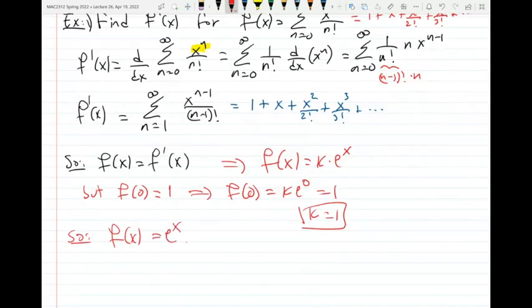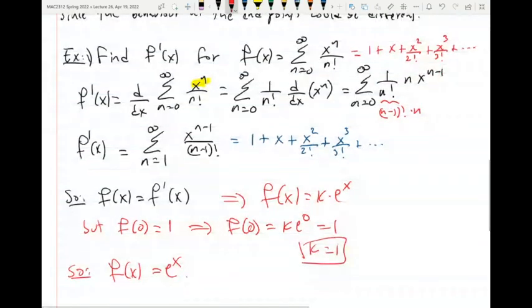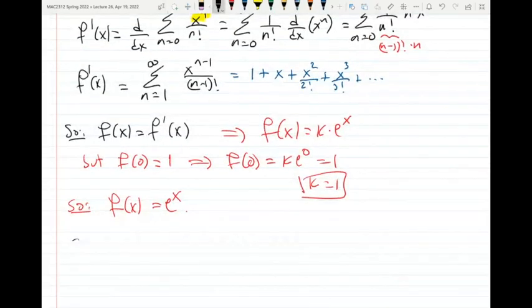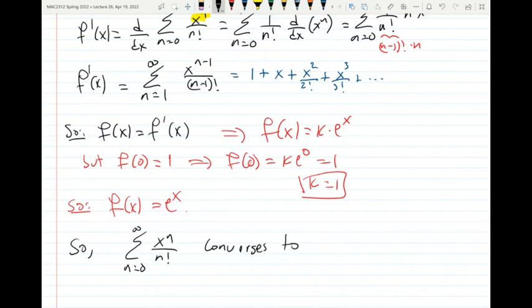So f of x is e to the x. In other words, you have here the power series expansion of e to the x. From this example, we can see that the series x to the n over n factorial from 0 to infinity converges to the function e to the x. So what I mean by this is that for every single x, if you put a 2 here, 2 to the n over n factorial, that series is going to converge to e squared, and so on and so forth.